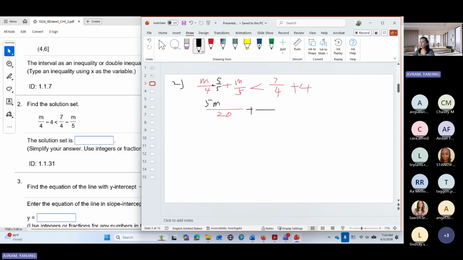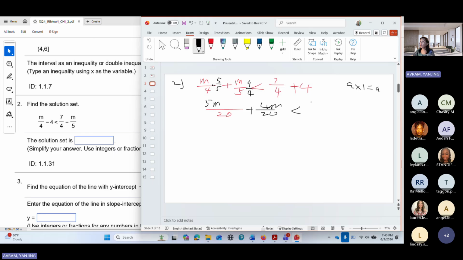The second one, in order to get a denominator of 20, you need to times 4 over 4. So 4 over 4 is basically multiplying by 1, right? Anything times 1 still equals itself. All right, but we need to transform. So this will be 20, this will be 4m.